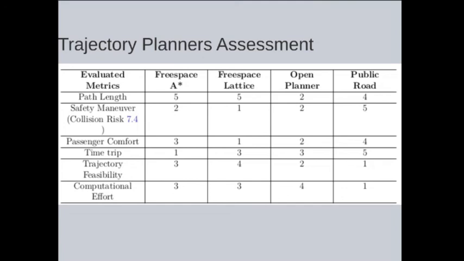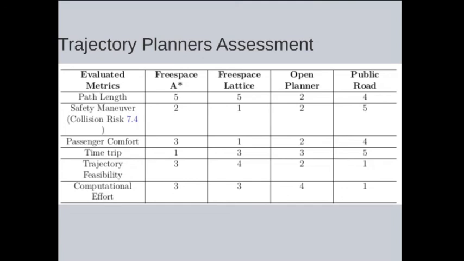Okay, the evaluated metrics were based on my research and the benchmark I have done. For passenger comfort, I have assigned 5 to the best path planner and 1 to the worst. The safety maneuver collision risk was very bad for the free space lattice, because the car was very, very close to the obstacle. And the best was Open Planner. It's inverted, sorry, because the car was very far from the obstacle using Open Planner. So it's 5 here, not 2, and 1 for free space.